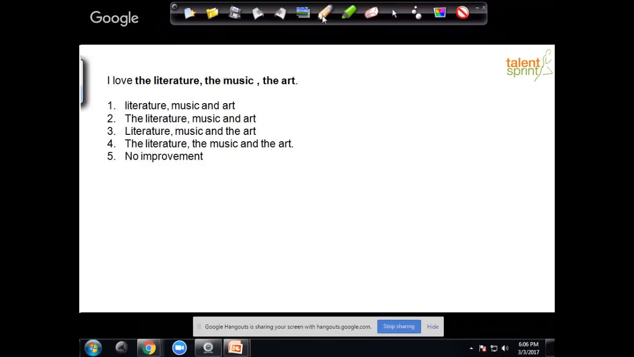So the question is, "I love the literature, the music, the art." We have 4 options, and then we have no improvement. So Shubham says option 3, right? So anybody else wants to give it a try? What else do you think? Do you agree with Shubham? Do you think it's some other option? Those of you who said 3, maybe you can try and figure out what the rule is behind this. Bharat says 1. Okay, Shubham changed his option from 3 to 1. Okay, Hemant says 3.